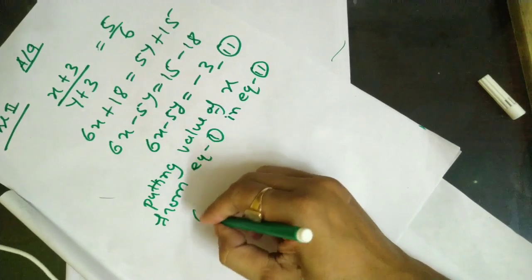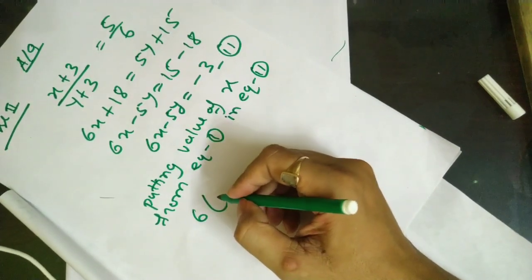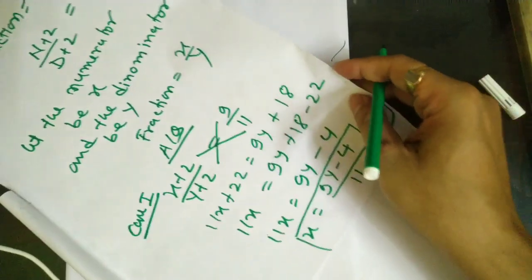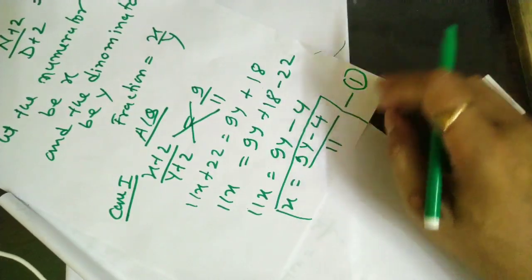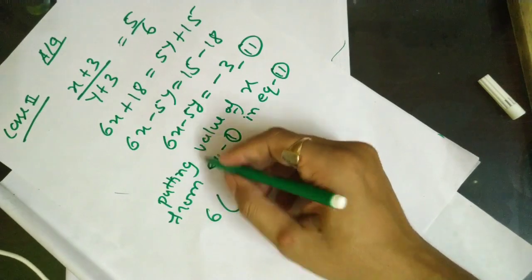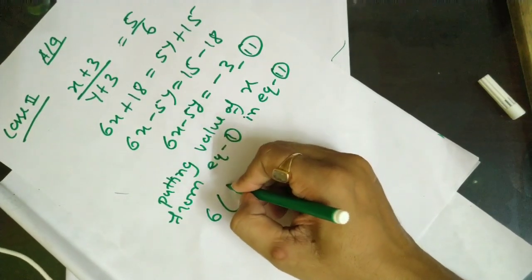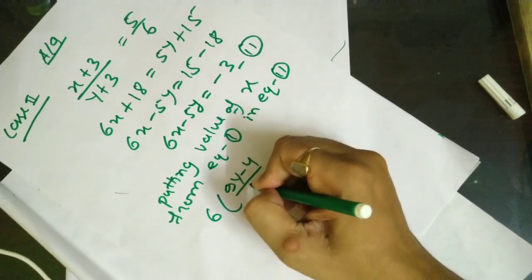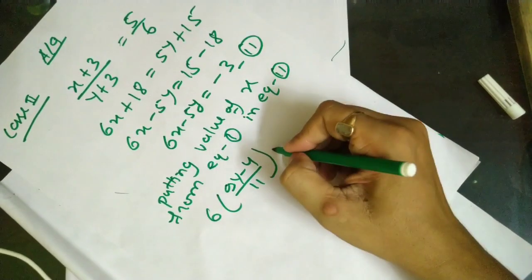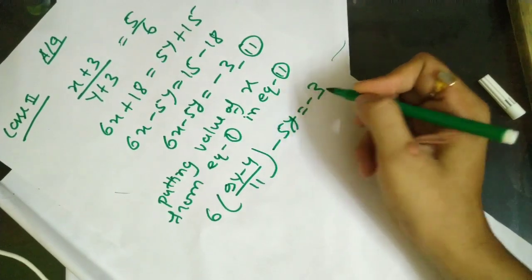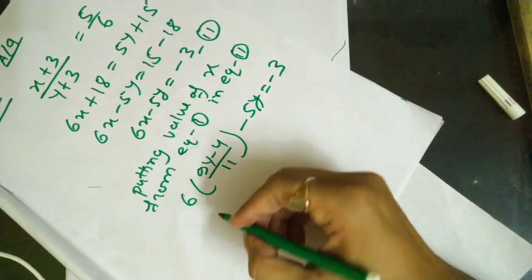If we put the value of x, we have got x is equal to 9y minus 4 divided by 11. So we are going to put this value of x in equation number 2. In place of x, we put 9y minus 4 divided by 11, minus 5y is equal to minus 3. Now we have to solve it.